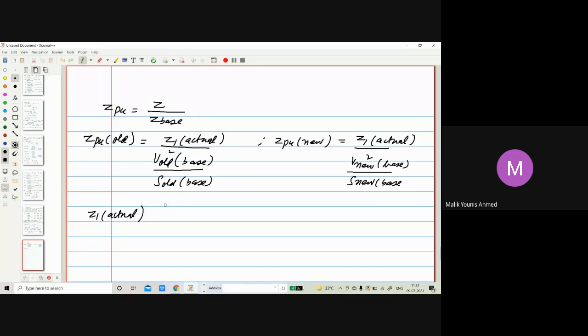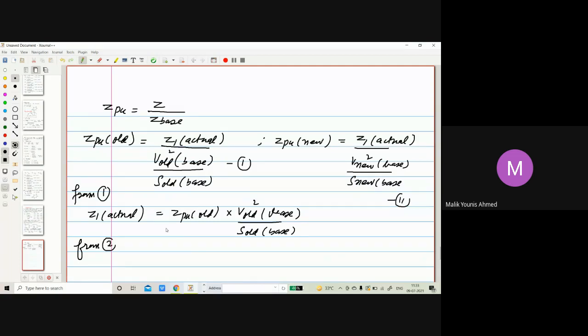In the first case, I can write Z1 actual equal to Z per unit old multiplied by V old square base divided by S old base. So I have multiplied the denominator portion to the left side and got the first equation. Let us say this is first and this is second. So this is from first. Now from second.